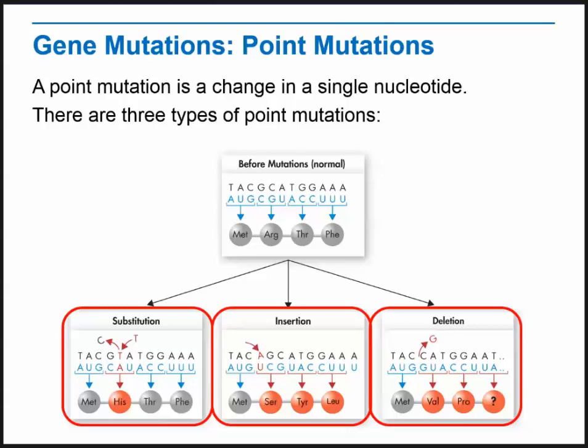So what can a mutation do to the outcome of transcription and translation? Mutations change the code. This changes the mRNA code. This changes the amino acids in the protein, and this changes the protein structure. This can also affect the protein function.